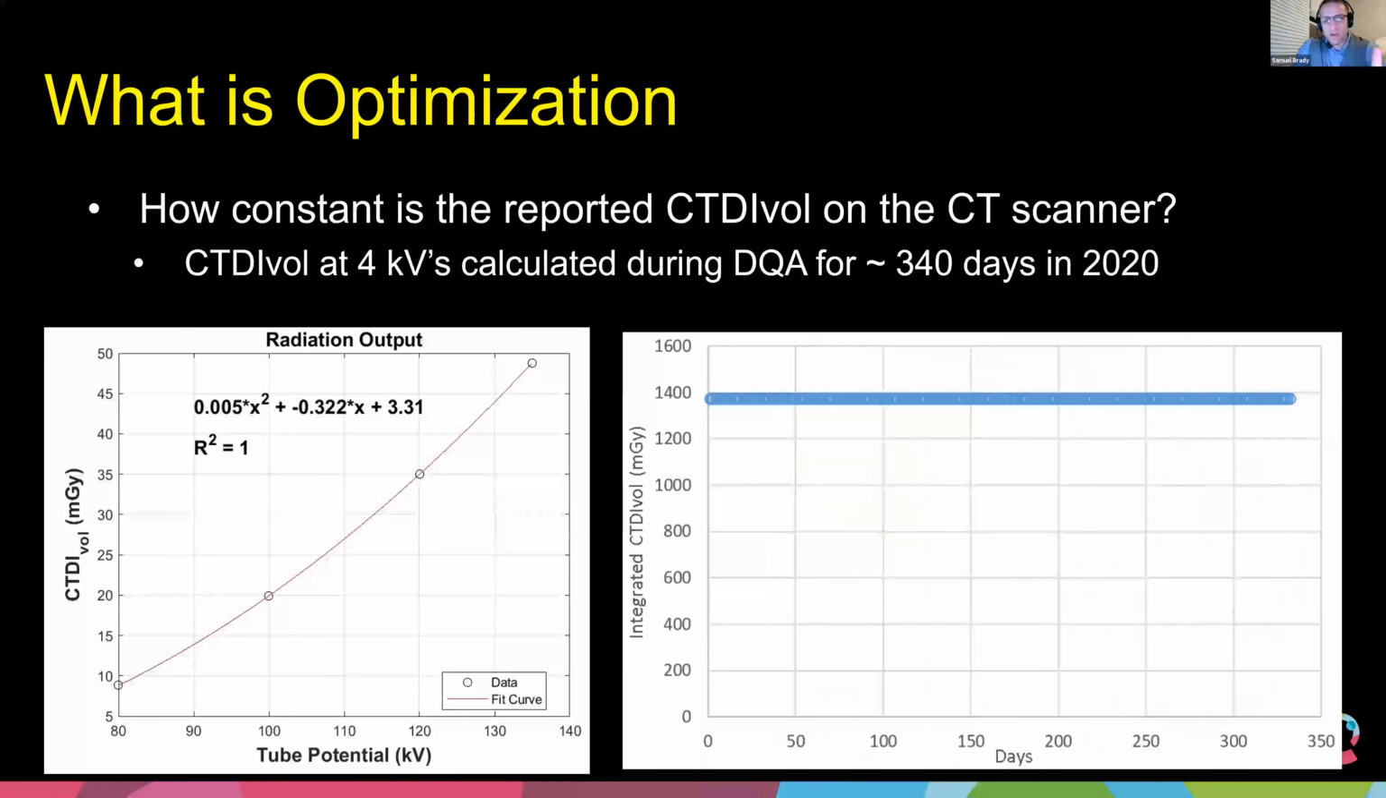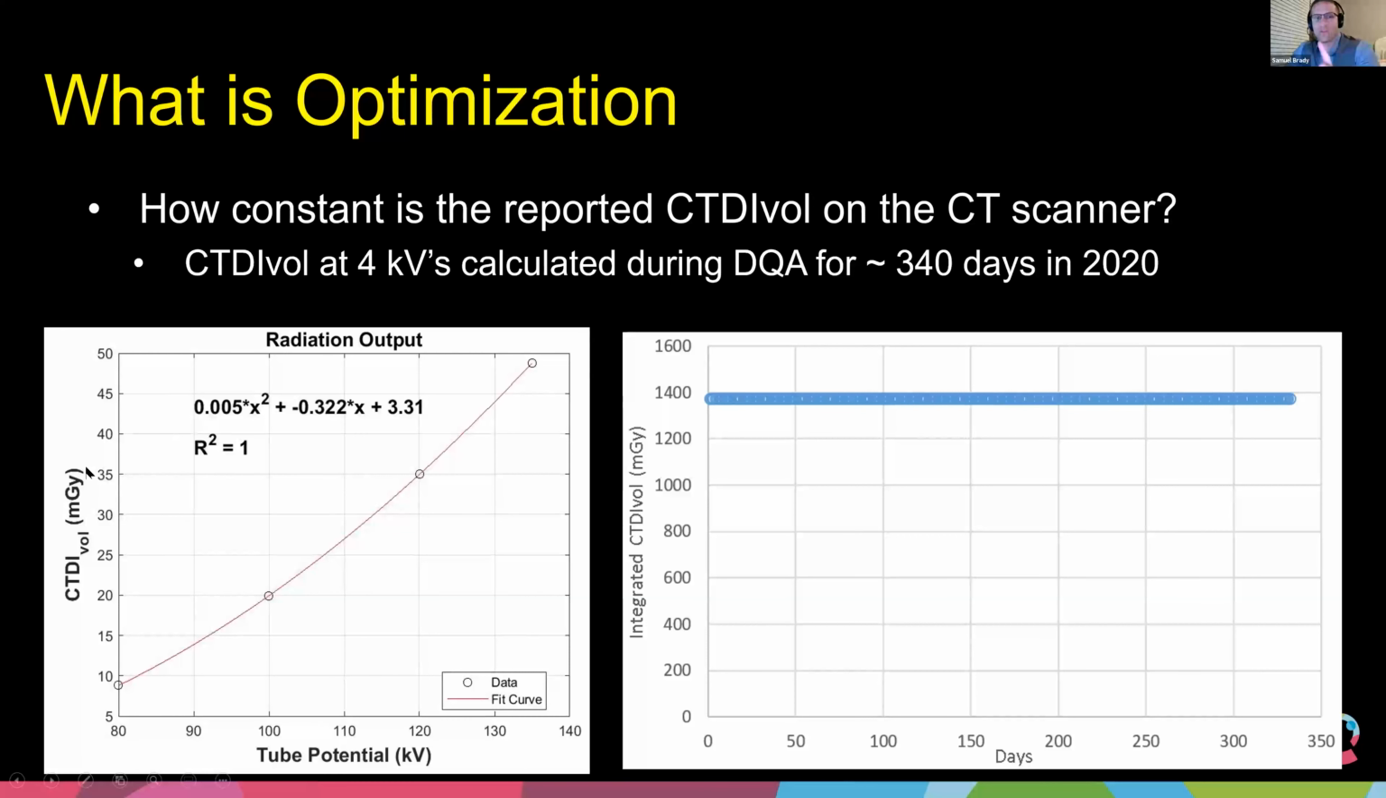To ask the same question I started out with in the last lecture: how constant is the radiation output on the system? We saw in my first plot of noise that it was pretty constant over time, which means the system is giving the same radiation dose. If you type in 100 mA, it's pretty consistently always giving 100 mA.